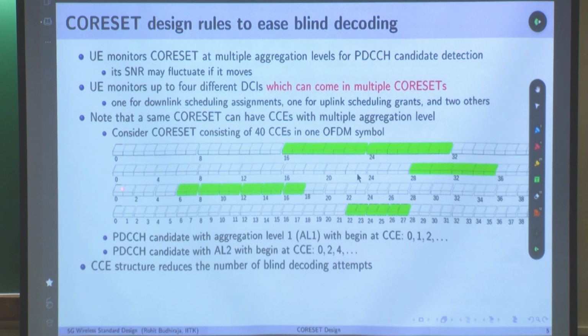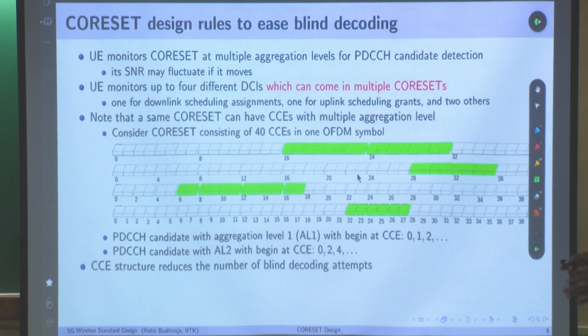If you do not impose this structure, like you saw for user 1, it will have to make many more attempts, because then you are sliding over it. Otherwise, it knows that at aggregation level 2 the PDCCH can come either here or here or here, but not here. So it does not have to slide and search like this. It only hops and searches. This is the restriction I was talking about, and it is imposed so that the number of blind decoding attempts can be restricted.